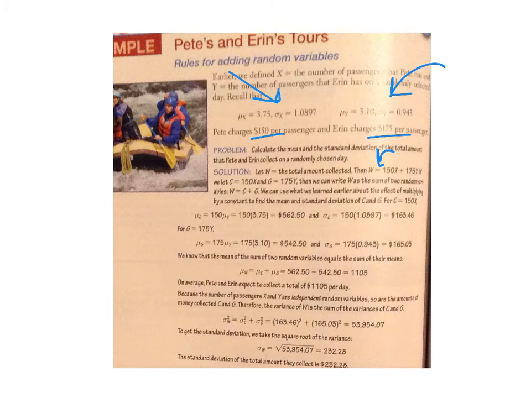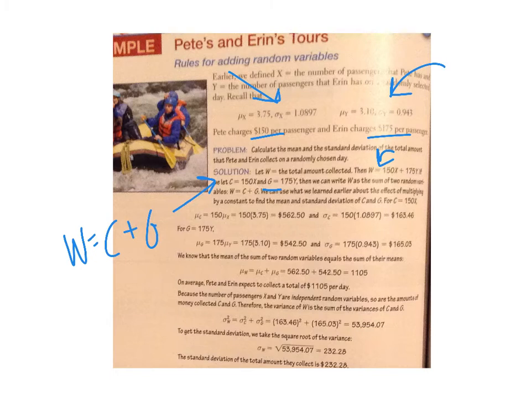Okay, the total money they collected is going to be how much they charge times the number of passengers they have. So again, Pete charges $150, but Erin charges $175. If C is how much money Pete collects, 150 times X, and G is how much money Erin collects, 175 times Y, then W, the total that they both collected, equals C plus G. So we can use what we've done before and see what happens when we multiply by a constant.